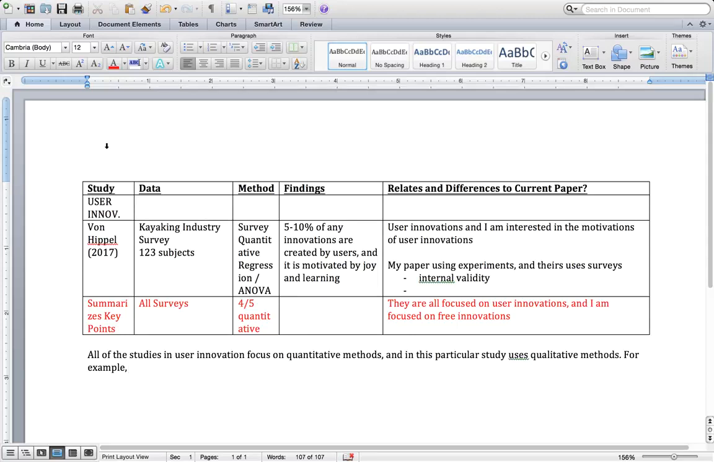So if you look here, I will look at the existing literature, the existing ideas on, so this is on user innovation. So what I did is I have the study, or whoever's written the work, and the data that is used, the method that is used in the particular study or whatever they're writing up, the findings of their study, or maybe, if you're doing some fiction work, the sort of story that they told, and then how it relates and the differences to your current work, or to my current paper, right?